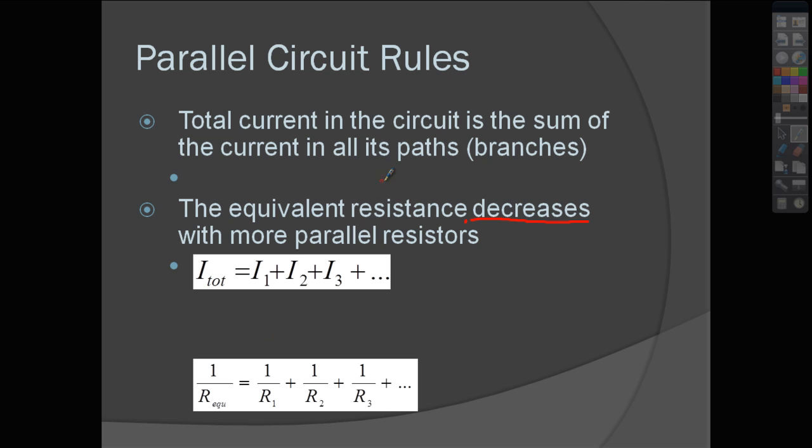So how we find the equivalent resistance for a parallel circuit, we have this equation. 1 over the equivalent resistance equals 1 over the first, plus 1 over the second, plus 1 over the third resistance, plus 1 over R_n resistances. So n being however many resistors you have. And the voltage is the same in each path. In series circuits, the current was the same in each path, but in parallel circuits, the voltage is the same in each path.